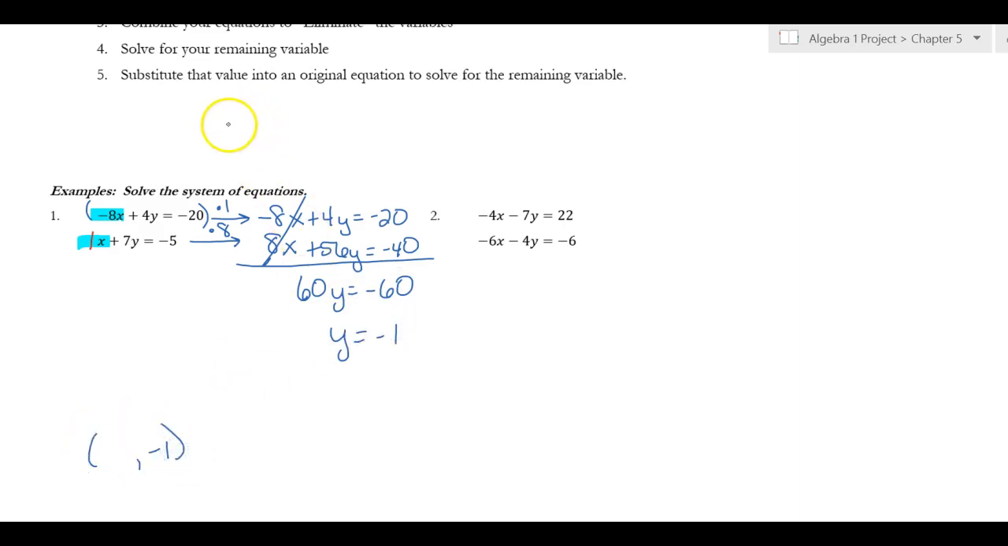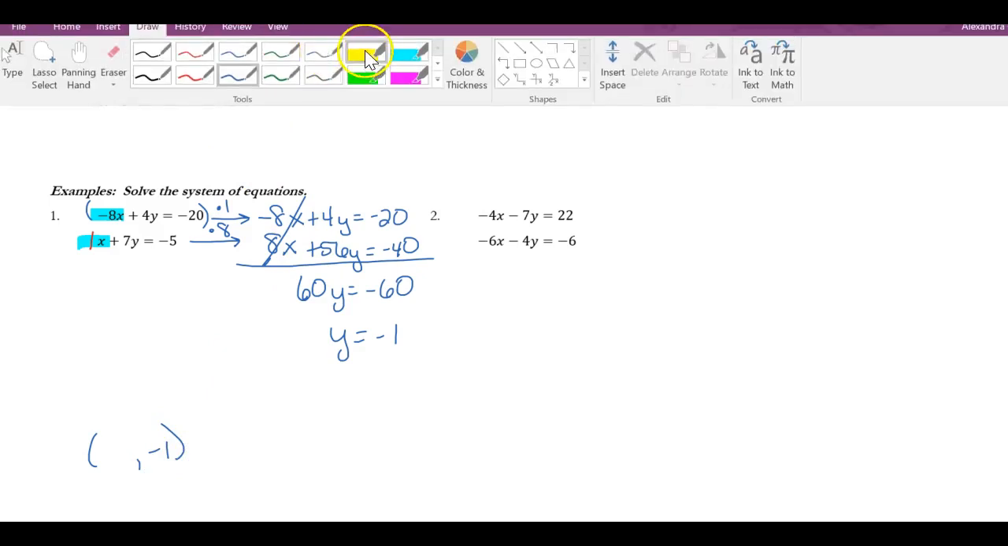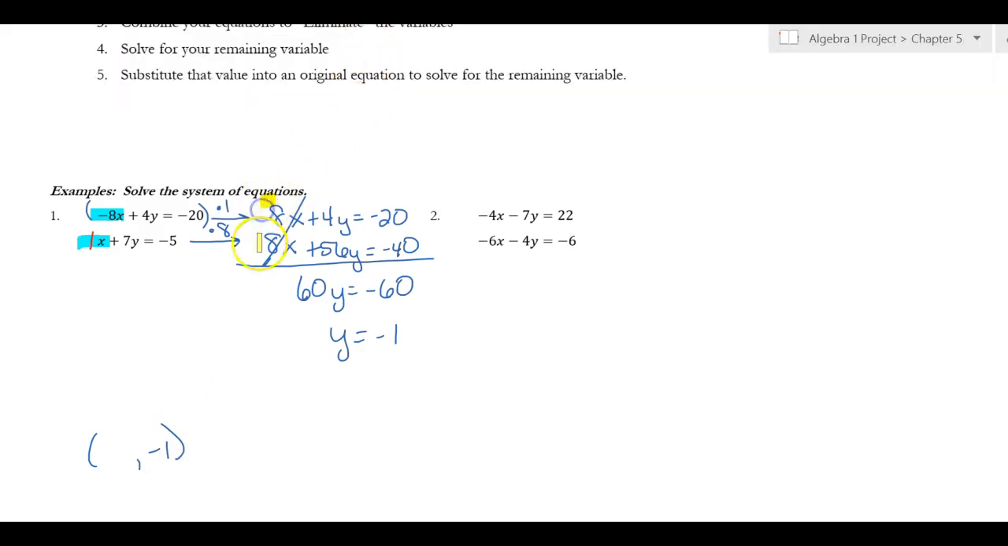Okay, when you plug this in, you actually have 4 places you could plug it in. You could plug it into these two or the original two. I tend to plug it into one of the original ones just so that I don't have a mistake. And if I look, the one that's probably easier to plug it in is right here. So it'll be x plus 7 times negative 1 equals negative 5. So that is x minus 7 is negative 5. And then you add 7 to both sides, so x is 2.